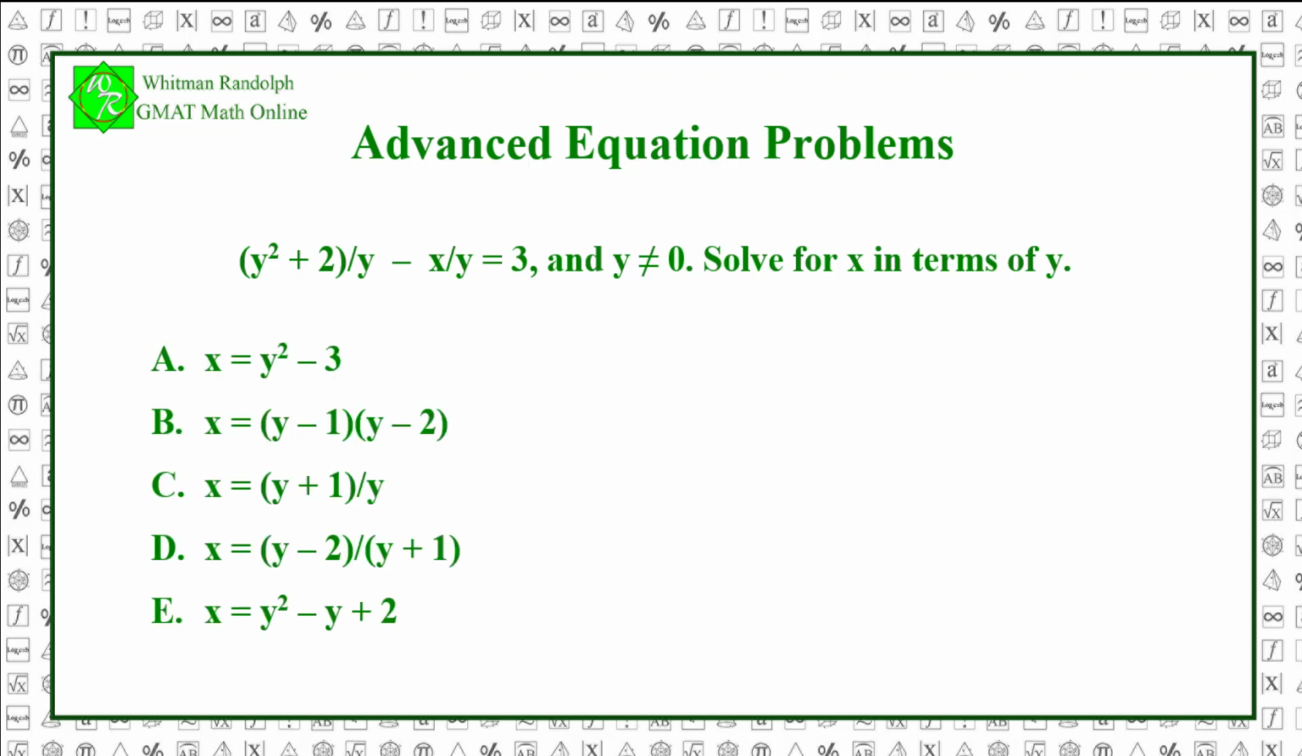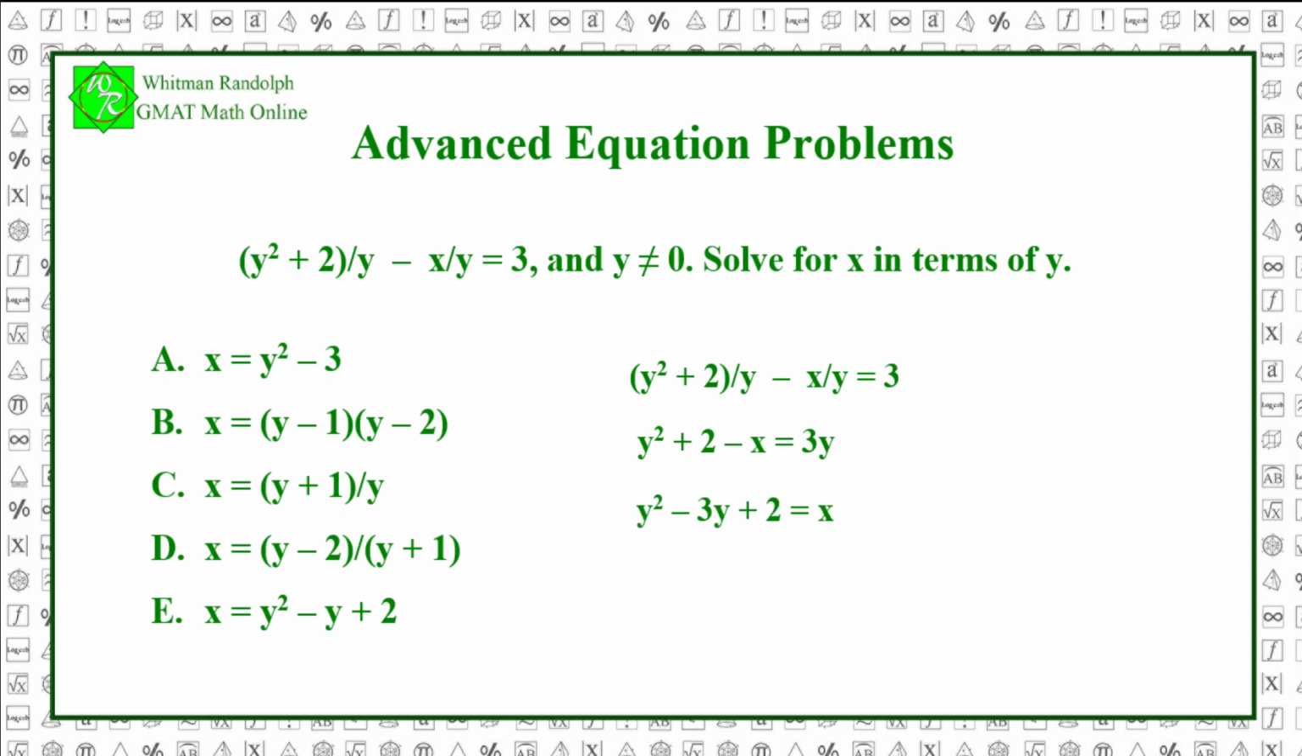Let's find the solution. This is a standard algebra quadratic equation problem, except it is expressed in terms of y, and we have a second variable, x, to deal with. Y squared plus 2 over y minus x over y equals 3. With y in the denominator of both terms on the left, we multiply both sides of the equation by y and get y squared plus 2 minus x equals 3y.